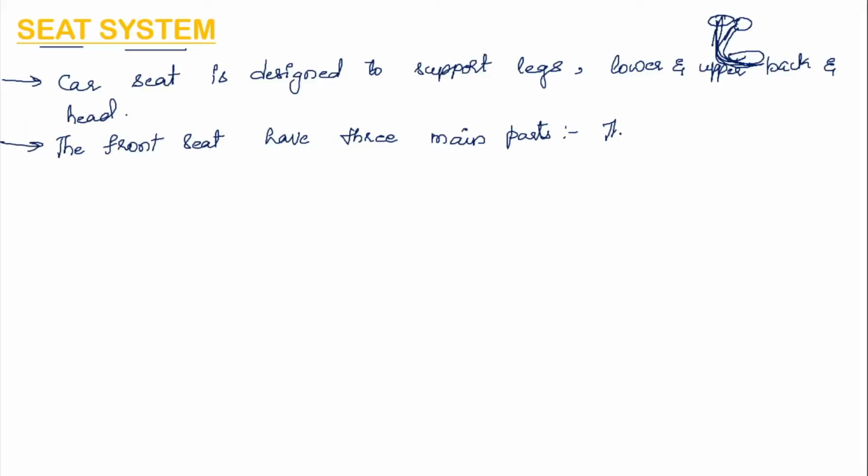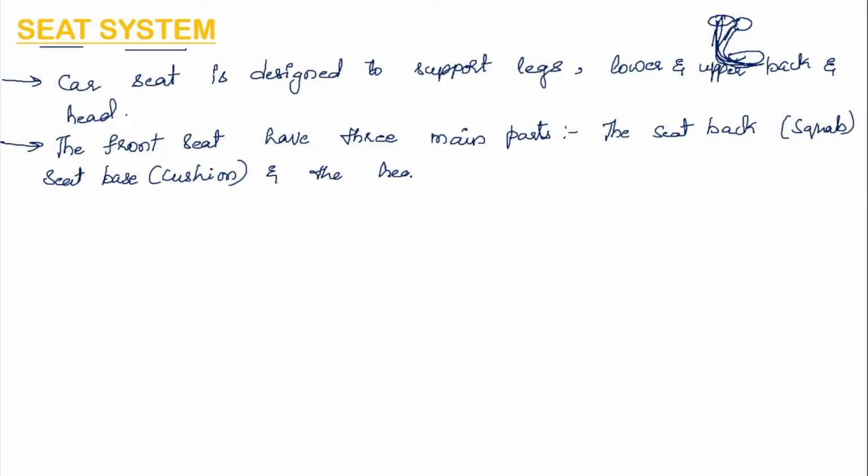What are they? That is the seat back, or it is called as squab, the seat base, which is called as cushion, and the headrest. So this portion is called as the squab. This lower portion on which the person is seated is the seat base or cushion, and this is the headrest.